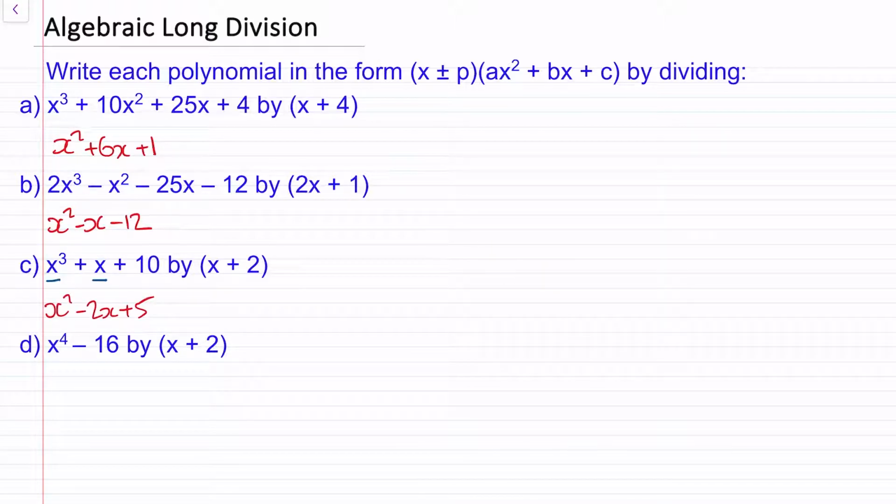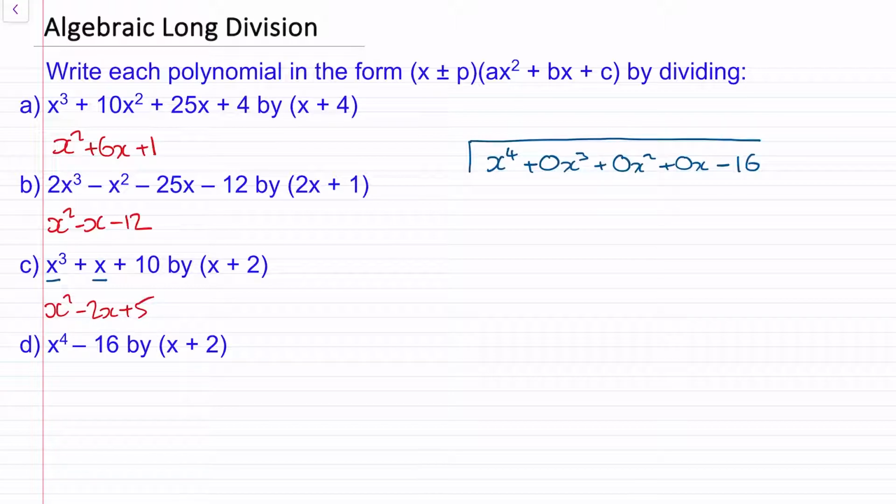Now you can see for question D, we have an x to the 4 term, we have no x cubed term, so 0x cubed, plus 0x squared, plus 0x, and then minus the constant 16. And we're dividing all of this by x plus 2. Again, do you want to try and do this question yourself? You can pause the video and resume it when you're ready. Okay, so welcome back if you had a go.